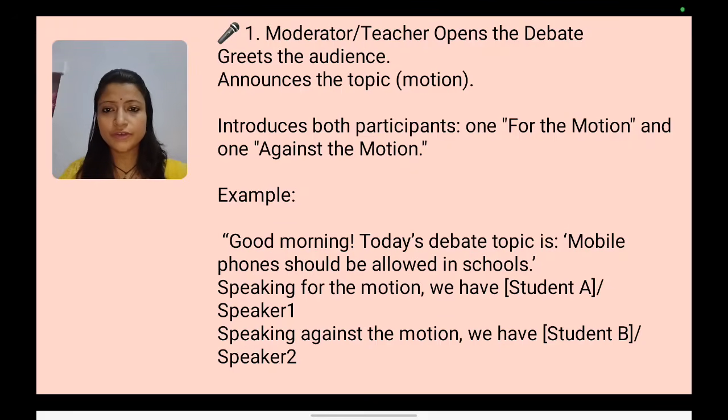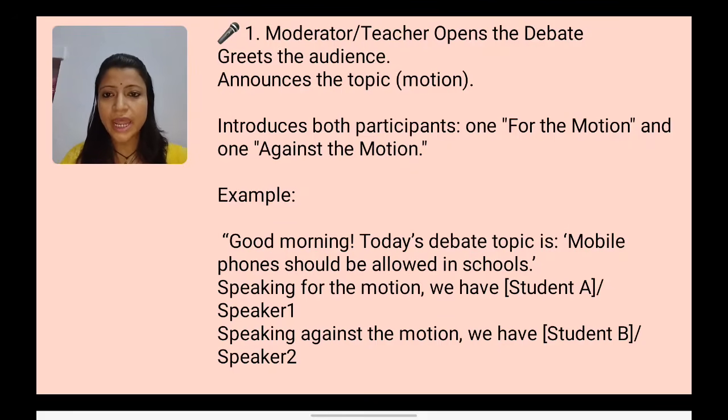Here, I have given a proper format of debate and the sequence of events that we have to follow while conducting a debate. First of all, the moderator or a teacher opens the debate. The moderator may be a student or a teacher also. He or she greets the audience, announces the topic or motion, and introduces both participants, one for the motion and one against the motion, means in support of the topic and against the topic.